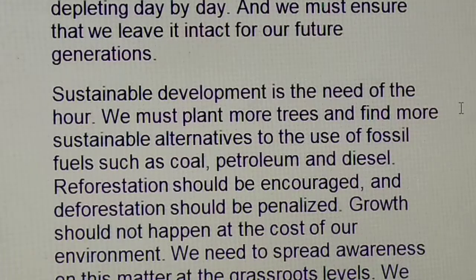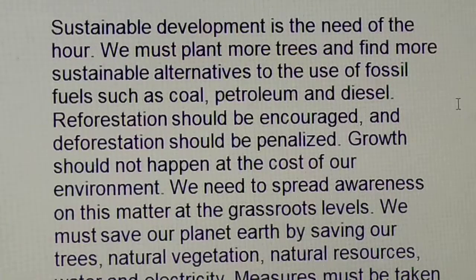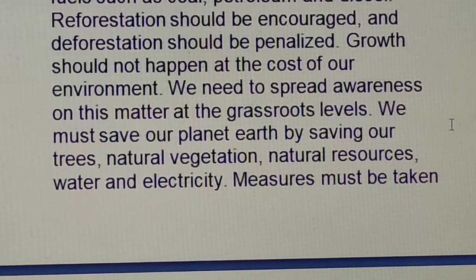Reforestation should be encouraged and deforestation should be penalized. That means government must impose fines. Growth should not happen at the cost of our environment. We need to spread awareness on this matter at the grassroots levels. We must save our planet Earth by saving our trees, natural vegetation, natural resources, water, and electricity.